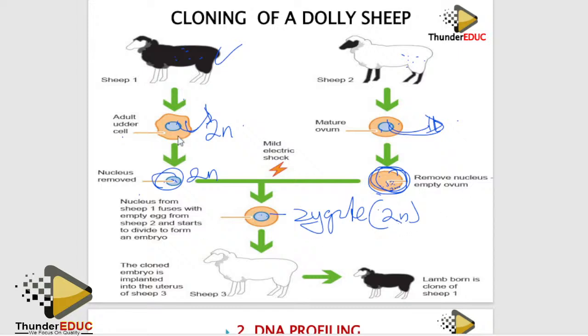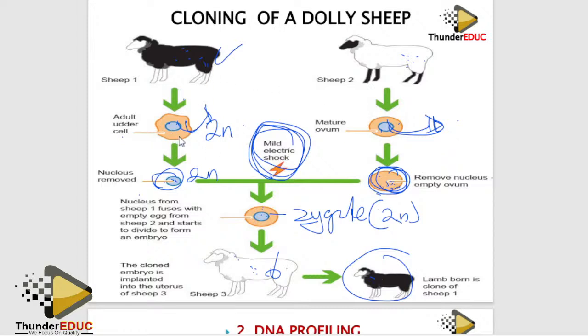Now, which method do we use? We also ask you about the method. It is mild electric shock. Then you have here the foster mother, and then we bring this and put it in here, and then this one starts to develop that embryo, and then it forms the baby. This baby is exactly the same as this.